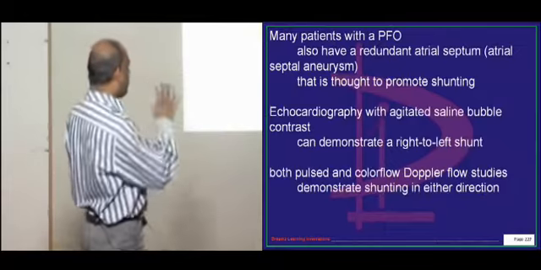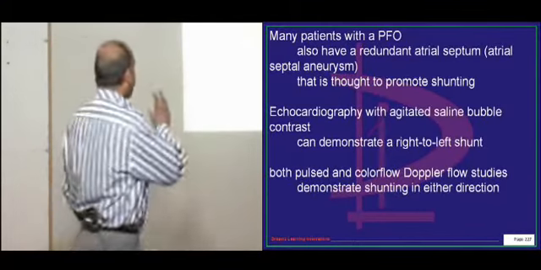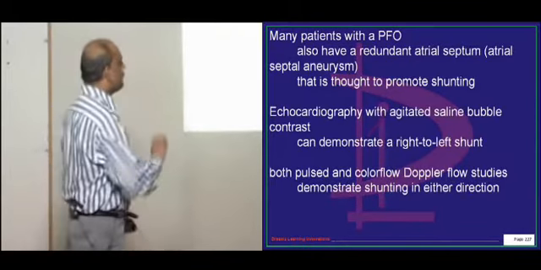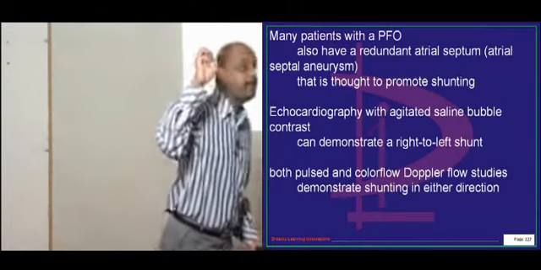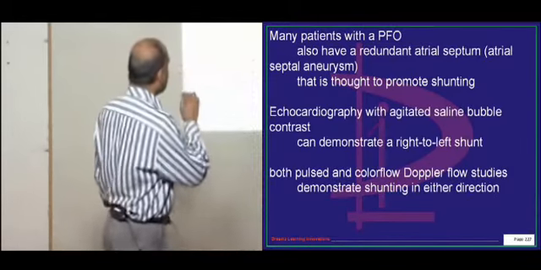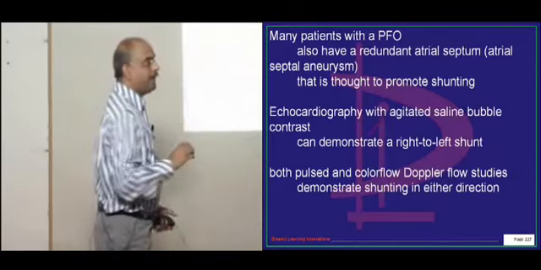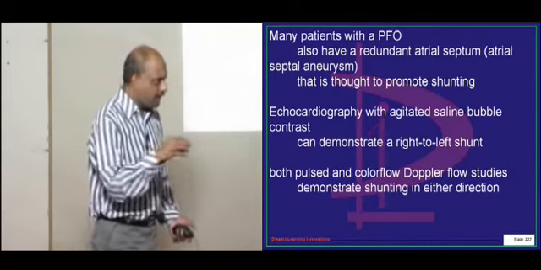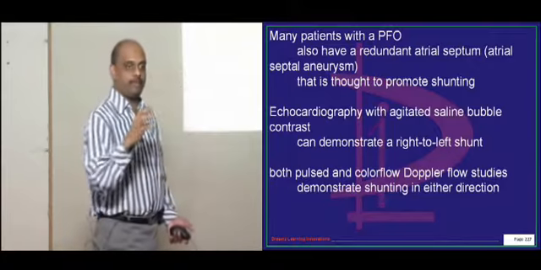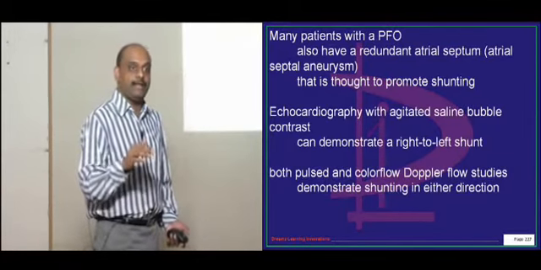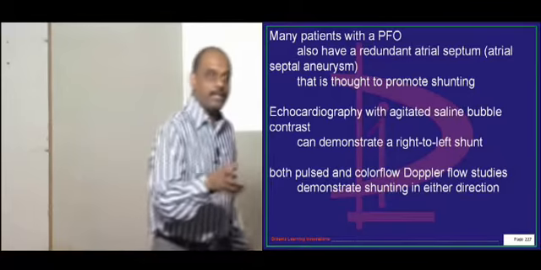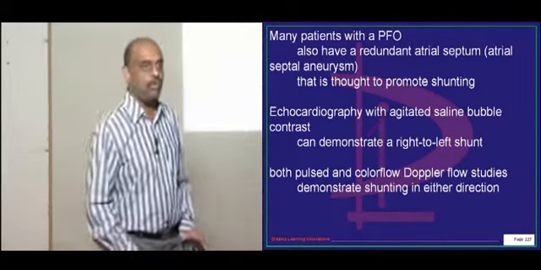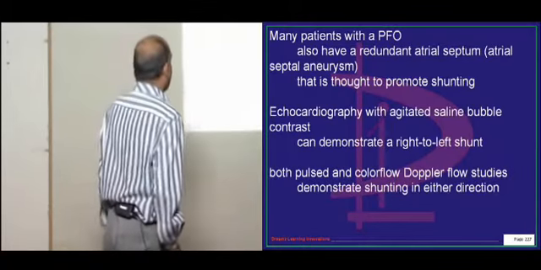So many patients who are having the persistent foramen ovale, they have some amount of redundant atrial septum. It is otherwise called atrial septal aneurysm, and this aneurysm typically is the one which will promote the shunting. But otherwise there is no reason why shunting should happen in the case of a persistent foramen ovale. Absence of the shunting is against the protection against paradoxic embolism, hence it is more likely in the case of the PFO is what need to be remembered.